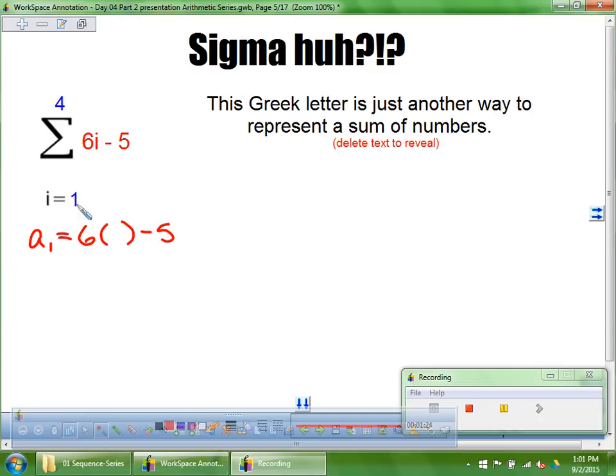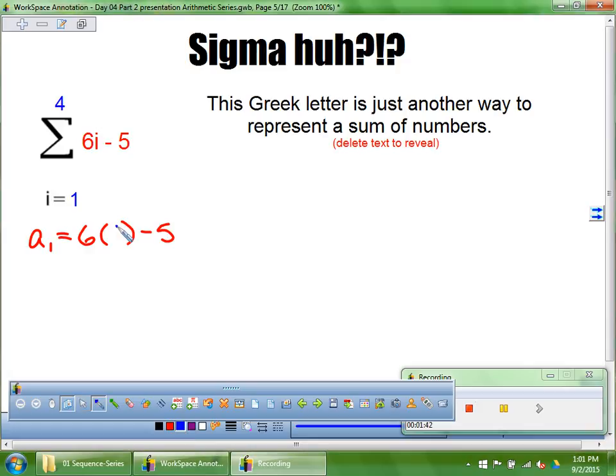Okay, so a sub 1 equals 6, substitute something in for i, minus 5. So this number could be a 5, a 10, a 100, but I'm going to use it to find the first term. It just happens to be 1. They just happen to match, but that doesn't always happen. So I'm going to substitute in 1, and I'm going to get 6 times 1 is 6. 6 minus 5 is 1.